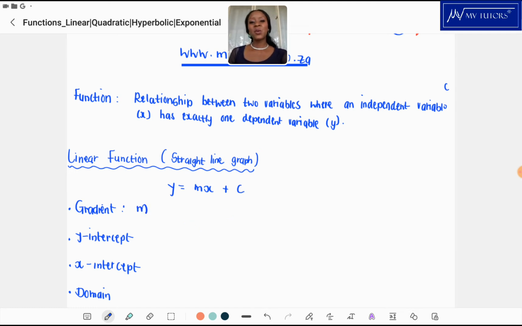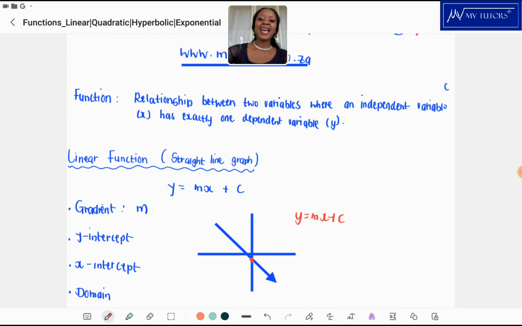That would be m. And then the y-intercept. Let's just use a negative gradient in this case. So your y-intercept, basically that's where your graph intersects the y-axis. As you can see over here, the graph intersects the y-axis right over there. So that's your y-intercept. If you want to get your y-intercept, on the y-axis, that is where x is 0. So if I have my equation, y is equal to mx plus c, and I wanted to get the y-intercept, I would make x 0 because I know that x is 0 on the y-axis. And I would find that my y-intercept is c.